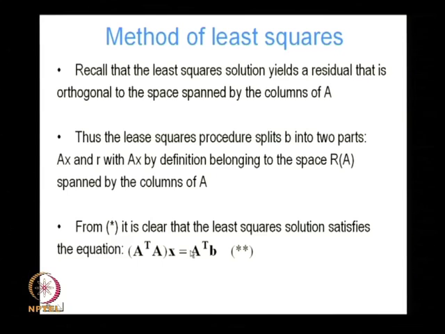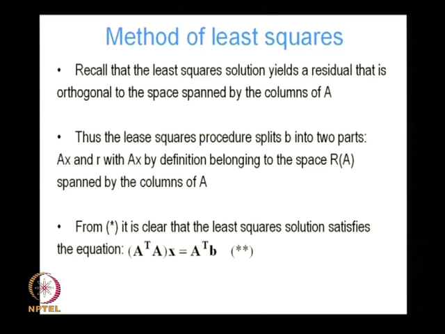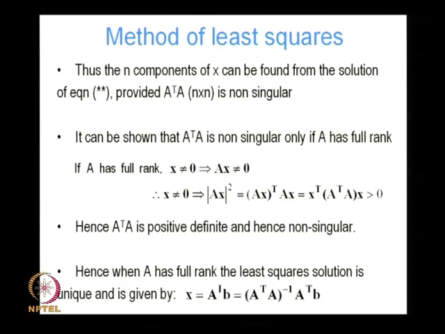If this system is solvable, so what will make this system solvable? If this matrix is invertible, right? If A transpose A is non-singular, we can find the least square solution by solving this system. Then the n components of x can be found from solving that system, A transpose A x is equal to A transpose B. It can be shown that A transpose A is non-singular only if A has full rank, meaning that if A is non-singular, then only then will A transpose A be non-singular.